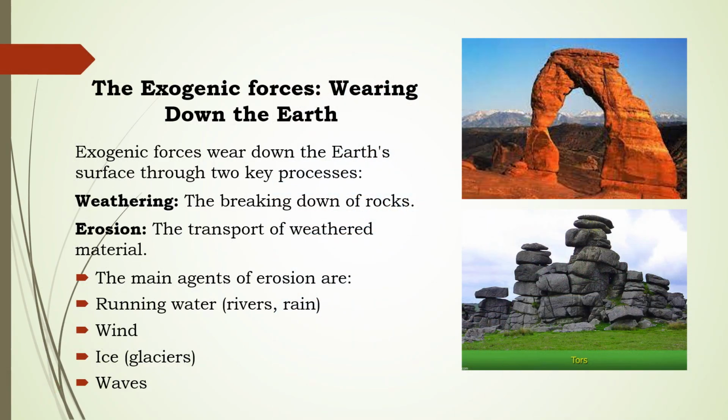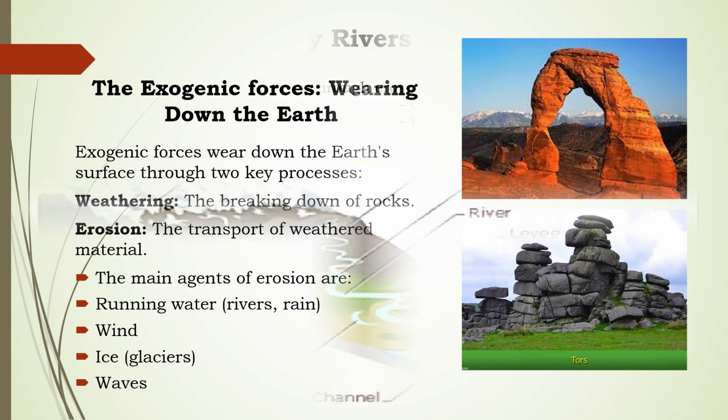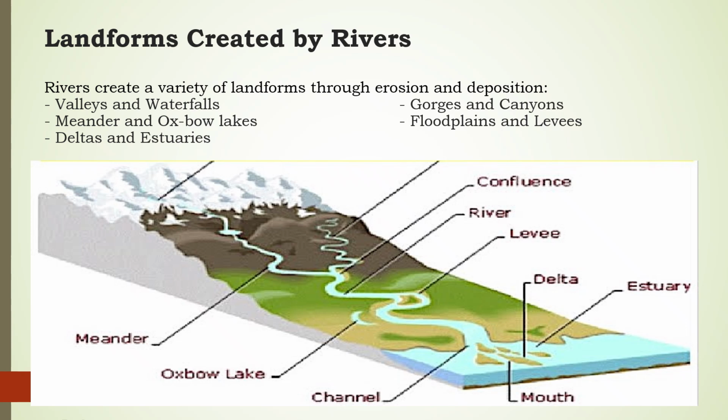The exogenic forces wear down the Earth's surface through two key processes: weathering and erosion. The main agents of erosion are running water, wind, ice, glaciers, and waves. Running water of rivers creates a variety of landforms through erosion and deposition.